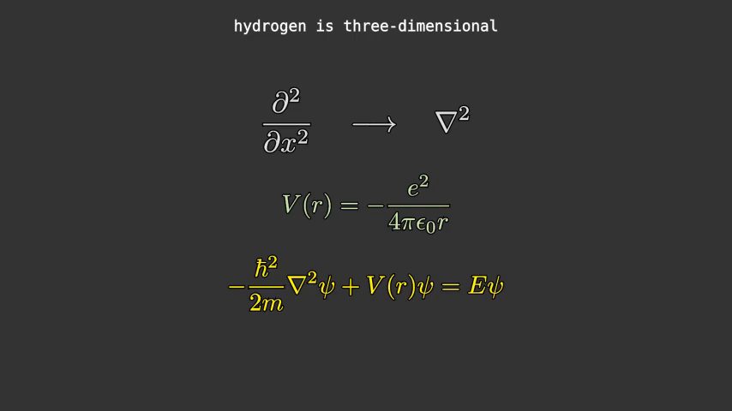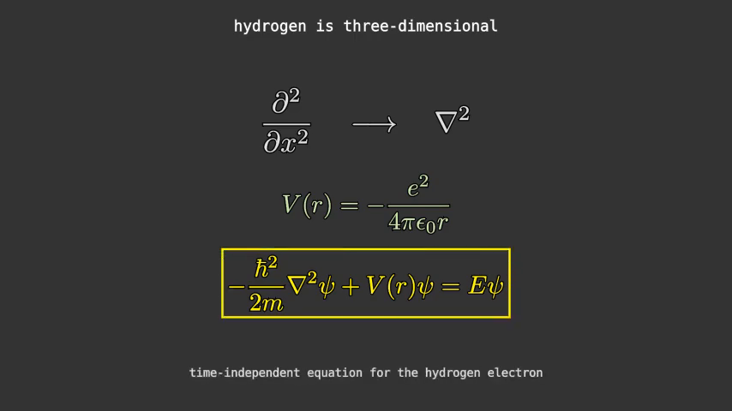For the real hydrogen atom, space is three-dimensional. So the second derivative in x becomes the Laplacian. And the potential becomes the Coulomb potential of the proton. That gives the time-independent Schrödinger equation for hydrogen.